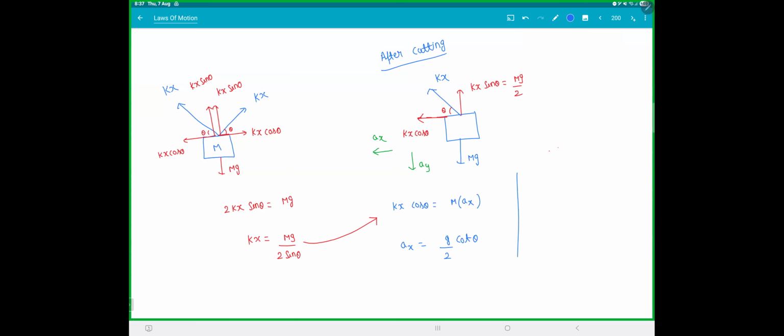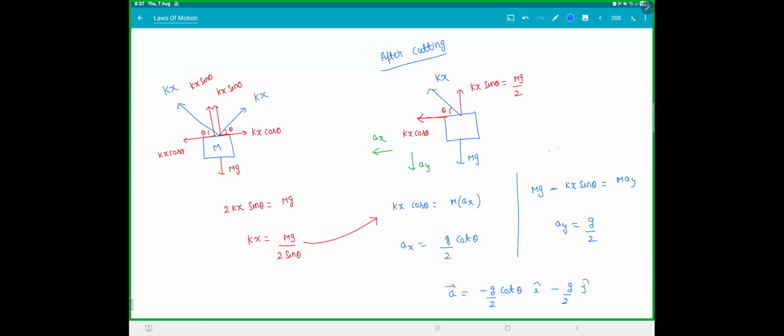And in the vertical direction, it is kx sin theta minus mg is equal to may. Ay is g by 2. There, that's your acceleration. So acceleration of the block will be minus g by 2 cot theta i cap minus g by 2 j cap at this instant. Next moment theta will change, block will move, x will change, a lot of things will happen. So this block not only goes down, it also goes to the left.